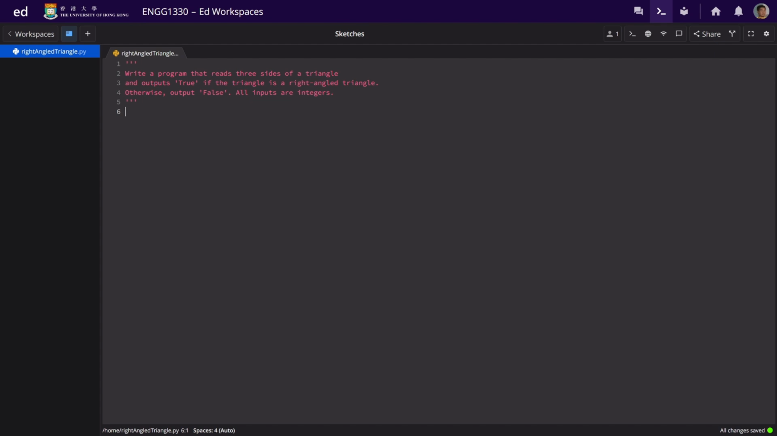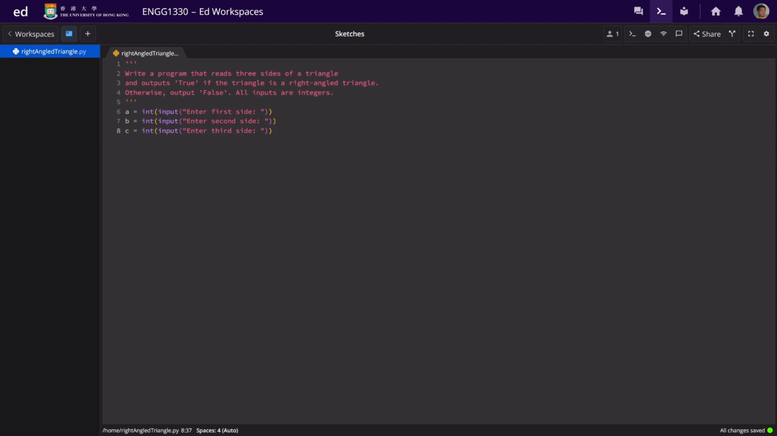So first of all, we need to read the inputs. So we need to convert the input into integers. Let's say enter first side. So we copy this, paste, make a few changes. B is the second side, and C is the third side. So this is reading the input.